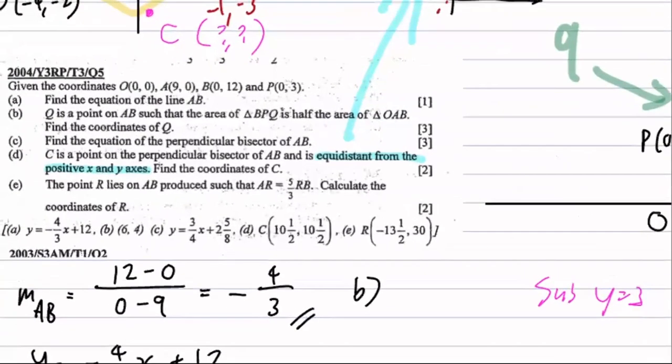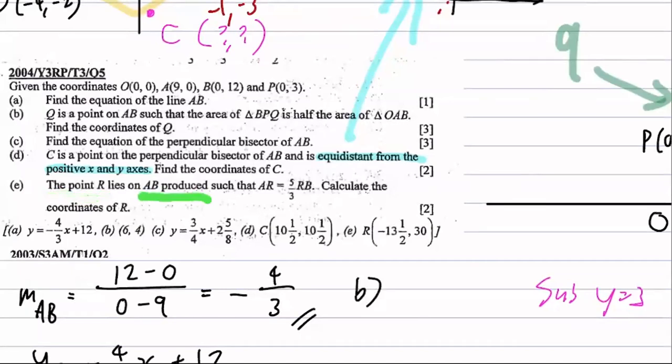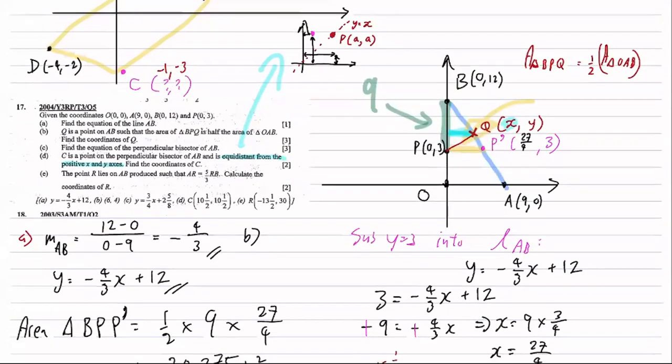Part E. The point R lies on AB produced. Do you know what AB produced is? Extended. Extend, but which direction? Here or there? Top or bottom? I don't know. Must be top. That's the phrasing, sorry, it's just English. AB produced must go in the same direction as you read it. A then to B produced. So it must be on top, in the same direction like this.